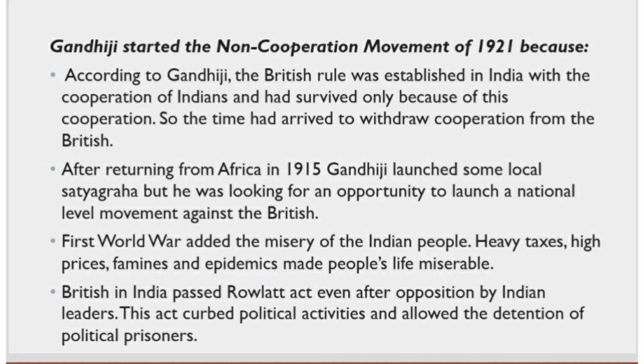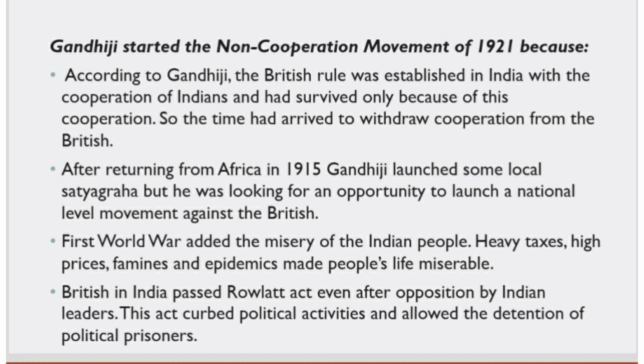After returning from Africa in 1915, Gandhiji launched some local satyagrahas, but he was looking for an opportunity to launch a national level movement against the British. The First World War of 1914 added to the misery of the Indian people. Heavy taxes, high prices, famines and epidemics made people's life miserable.